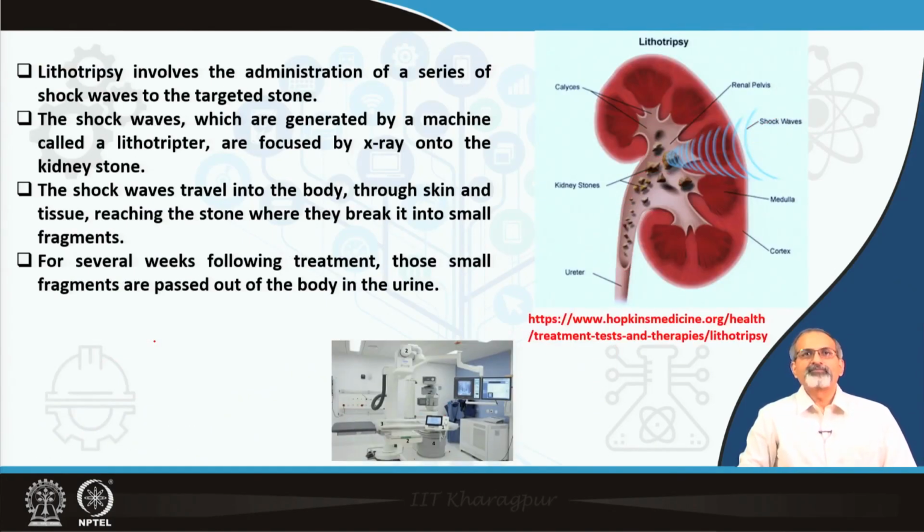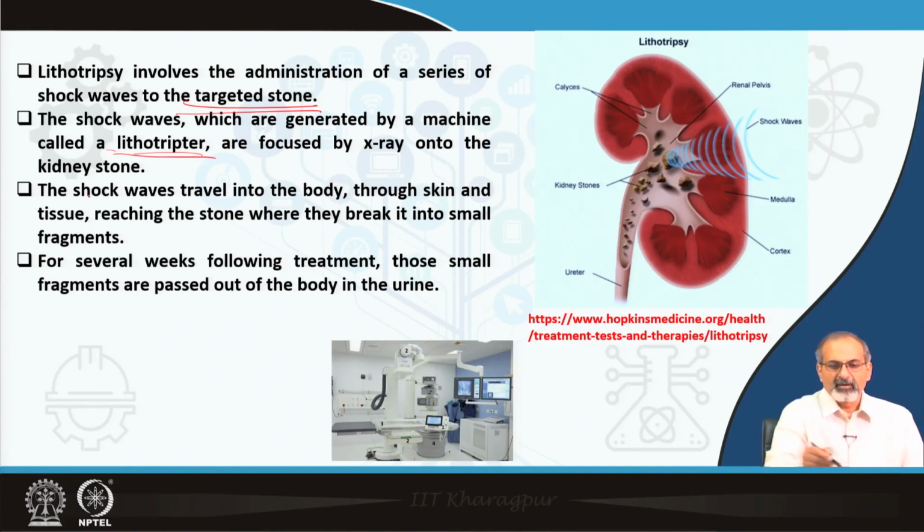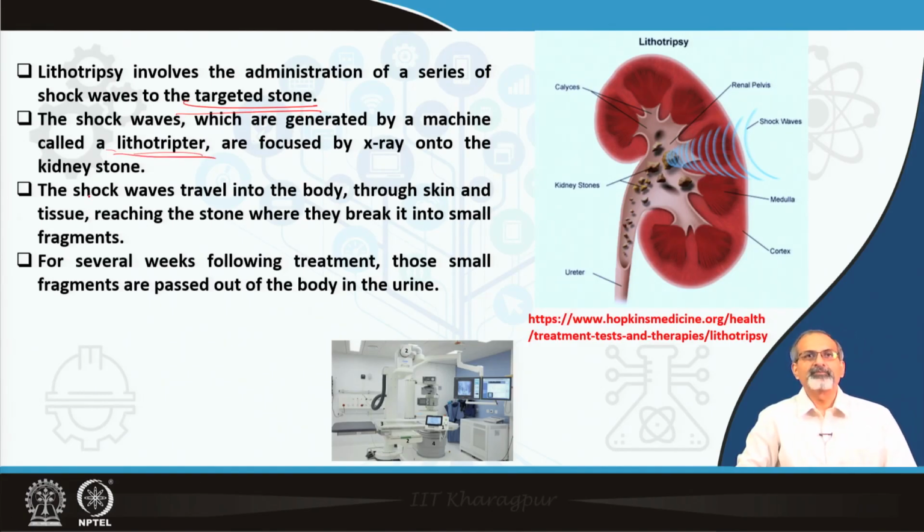And then we move on to the next slide, where we say lithotripsy involves the administration of a series of shock waves to the targeted stone or stones. The shock waves, which are generated by a machine called a lithotripter, are focused by X-ray onto the kidney stone. The shock waves travel into the body through skin and tissue, reaching the stone, where they break it into small fragments. There may be some damage to surrounding tissues as the shock waves propagate through the body, through the skin, through the tissues, but by appropriate focusing of shock waves, that kind of damage could be minimized.